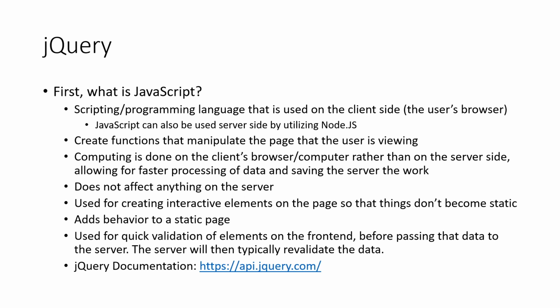So first, what is JavaScript? JavaScript is a scripting programming language that is used on the client side, which is the user's browser. JavaScript can also be used on the server side utilizing Node.js. But for what we're going to use it for, we're going to use it on the client side.